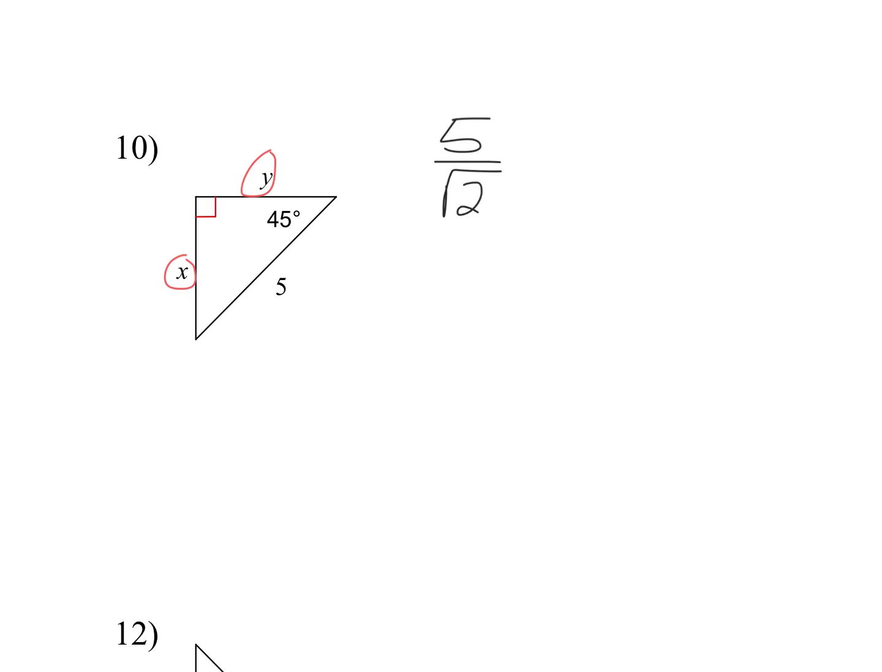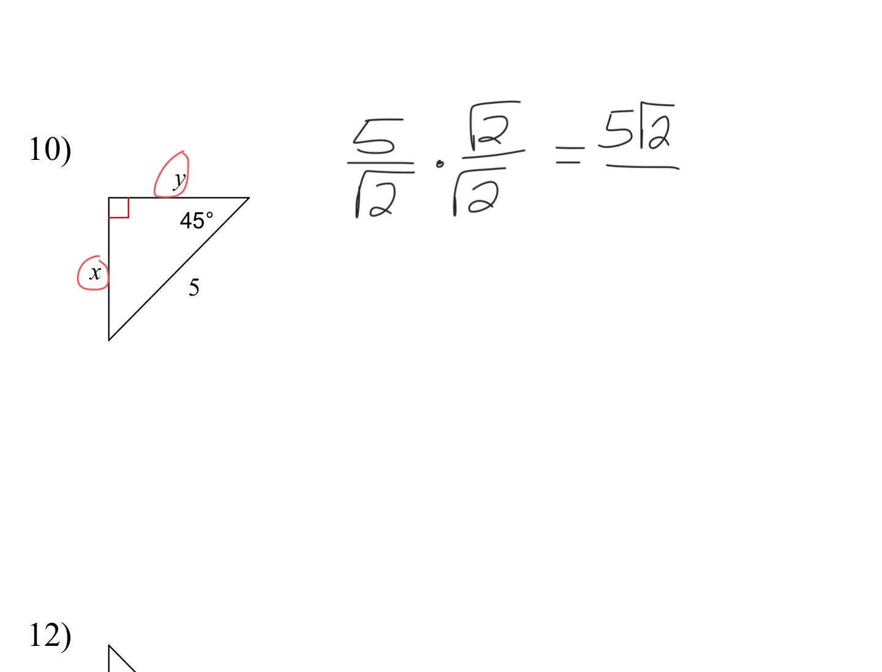Now how do I solve this? Right, can I have a radical on the bottom? No. I got to get rid of that radical on the bottom, so I multiply by what? Square root of 2, right? Not just 2, square root of 2. Multiply straight across, what do I get on the top? 5 square root of 2, and then what do I get on the bottom? Square root of 4.